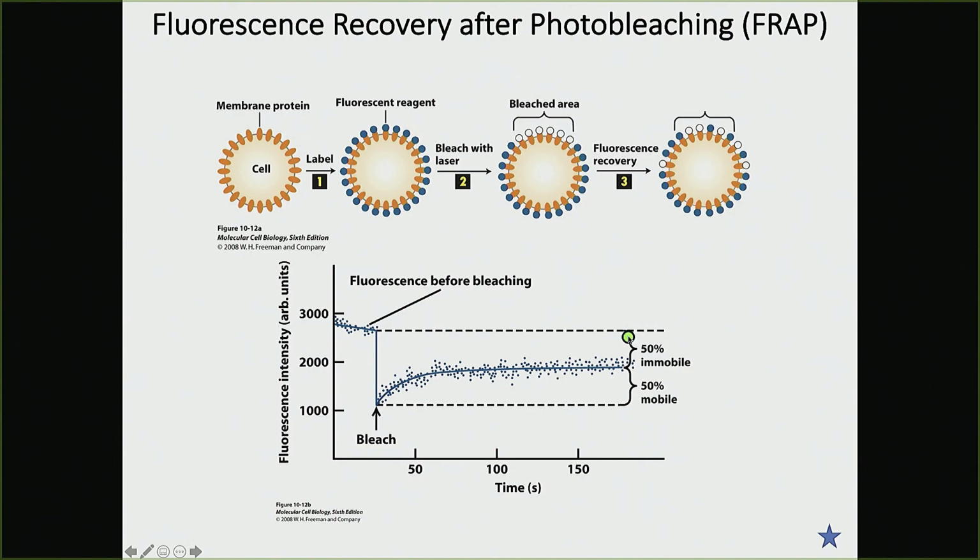But the important part is that you don't get the fluorescence back completely to the 100% level. And why is it so? Because all the proteins are not mobile. That's the take-home message from here. Very important: 50% mobile and 50% immobile. And that gives you the idea that all the proteins in the membrane are probably not moving.